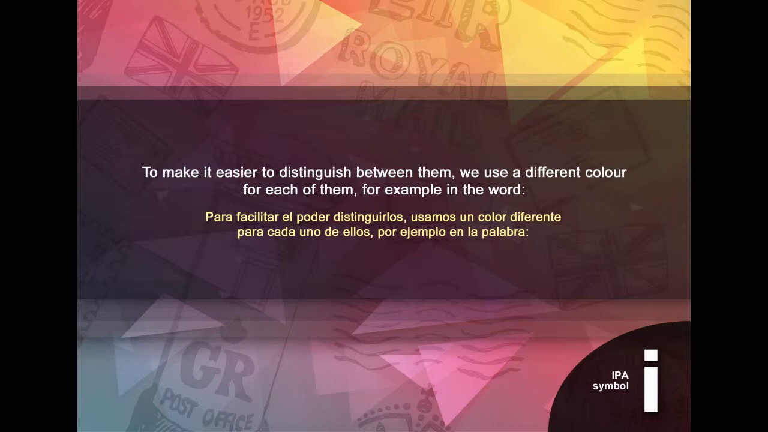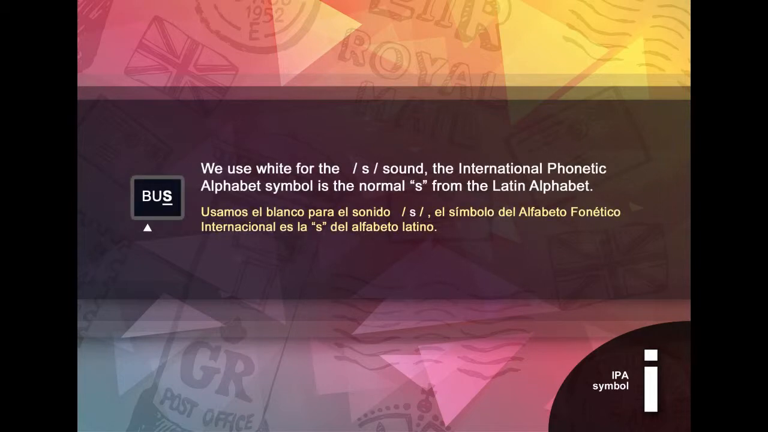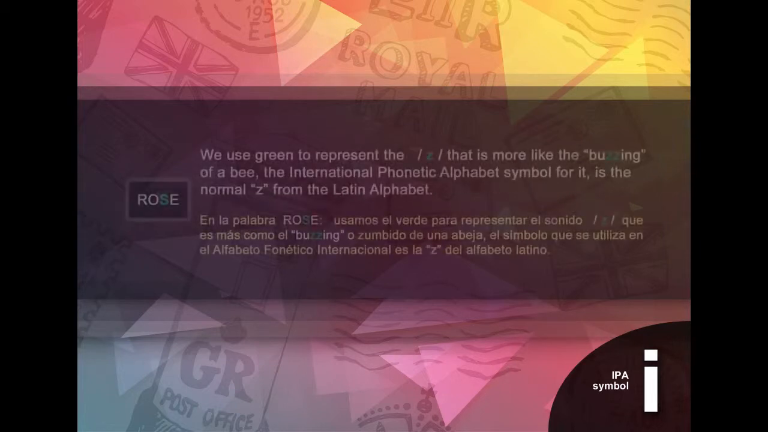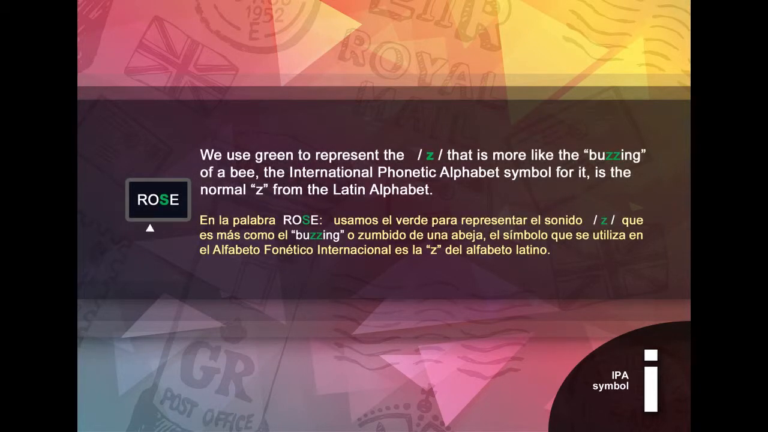For example, in the word bus, we use white for the S sound. The International Phonetic Alphabet symbol is the normal S from the Latin alphabet. In the word rose, we use green to represent the Z that is more like the buzzing of a bee. The International Phonetic Alphabet symbol for it is the normal Z from the Latin alphabet.